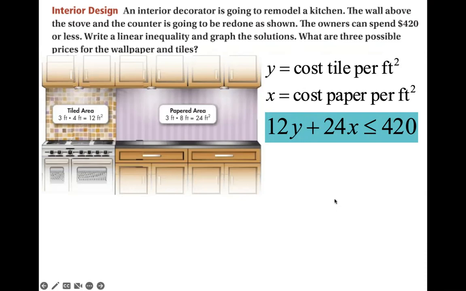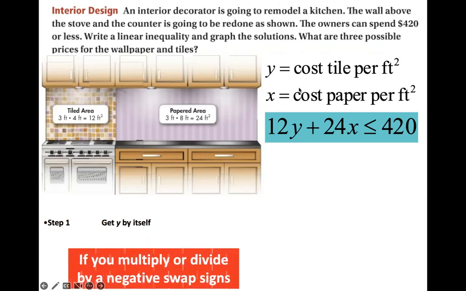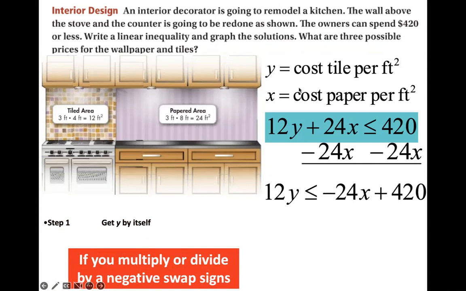So I need to graph that, and we got a problem because Y is not by itself. So I'm going to do a little bit of algebra. I'm going to get Y by itself. So I'm going to subtract 24X from both sides. I'll get that. And then I got to divide everything by 12. The 12s would cancel on the Y and I'm left with Y. Negative 24 divided by 12 is negative 2. And 420 divided by 12 is 35. So there's my inequality. That is what I'm going to graph.